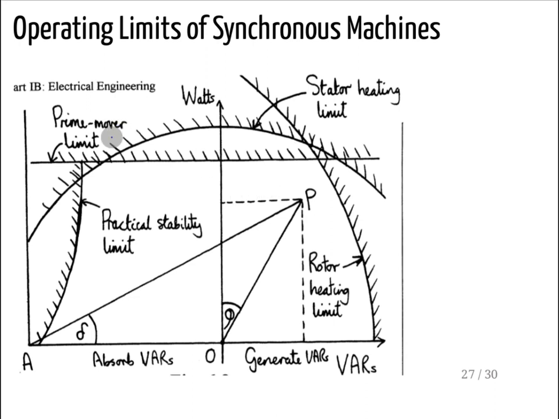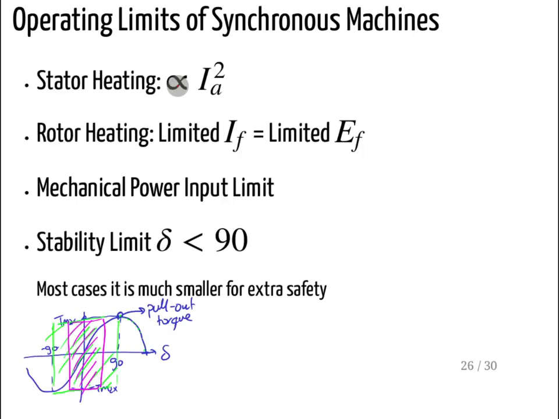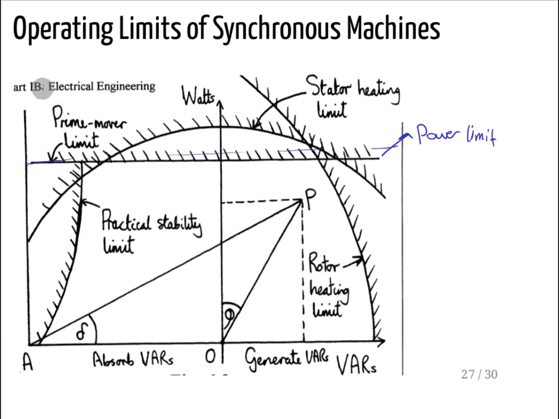One of them is the prime mover limit. This is our power limit. Remember, in constant power we were moving in a horizontal position. So if you go above that point, you are going above the mechanical power input limit. You don't want to go over that one, so that region is off. You shouldn't be going above that one.